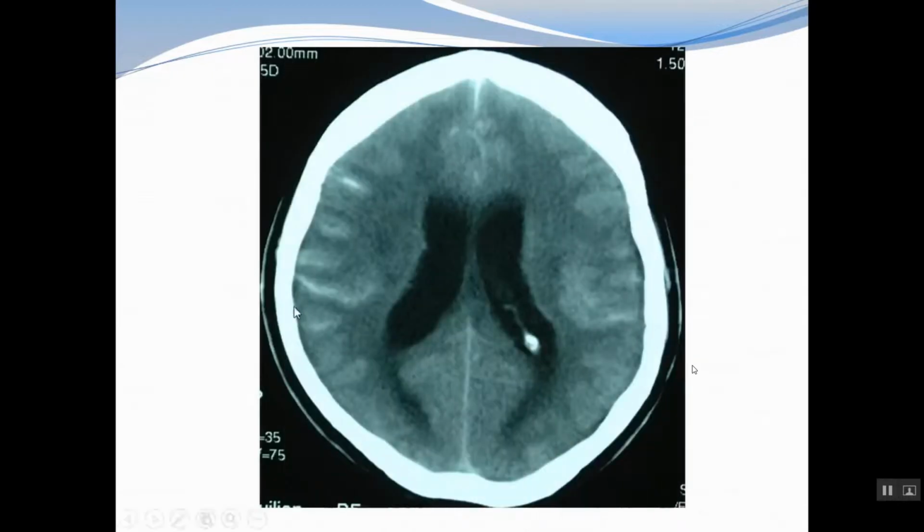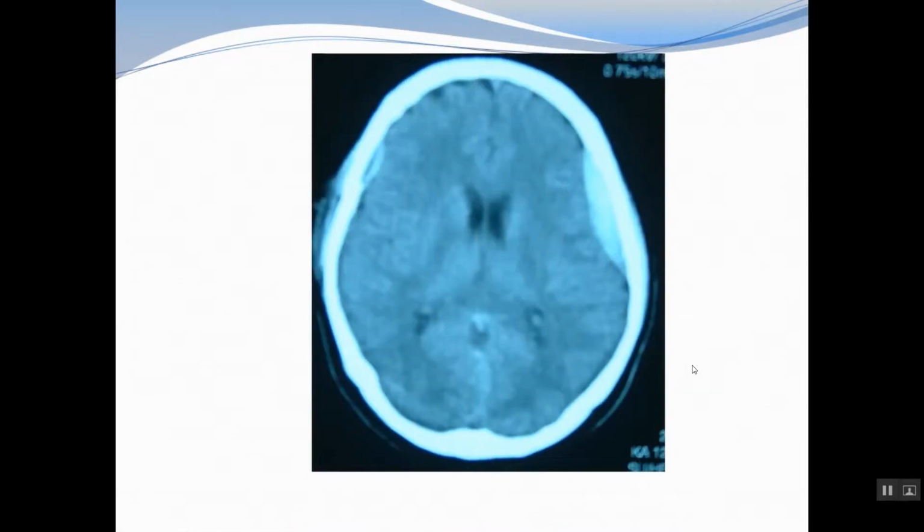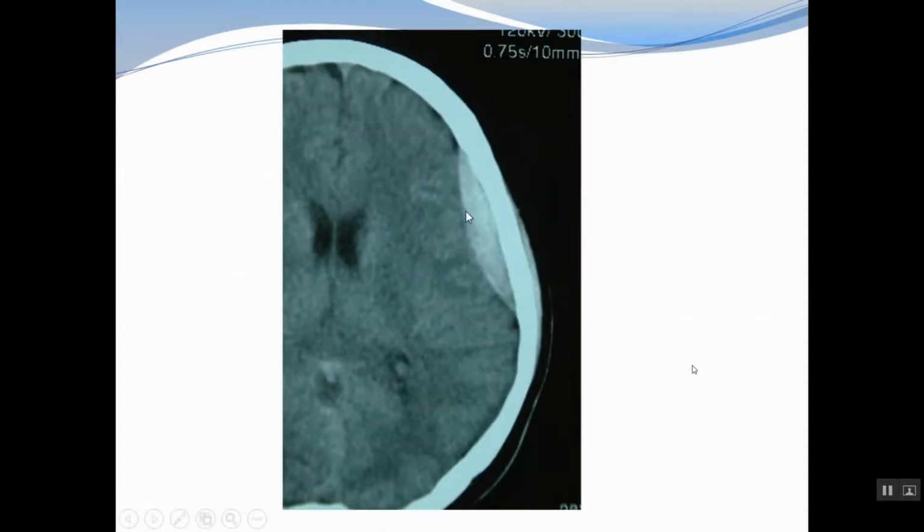Another case of subarachnoid hemorrhage here. You see the increased density in the cortical sulci here. There is a bilateral extradural hematoma, small on the right and large on the left side. The same here: a large left parietal extradural hematoma, with biconvex shape.